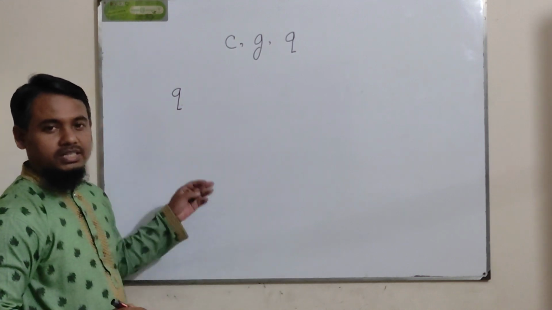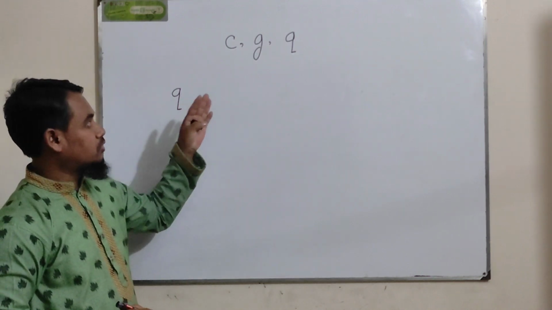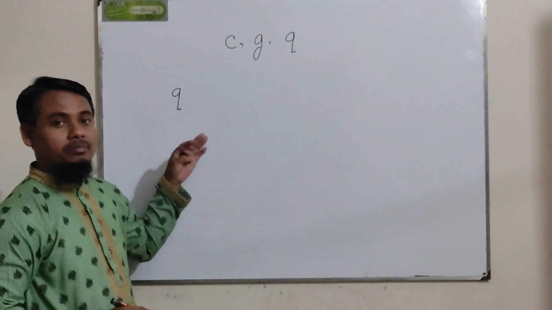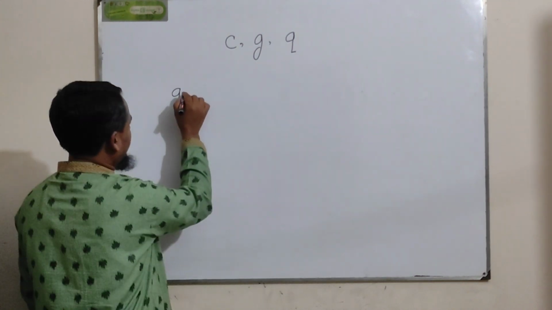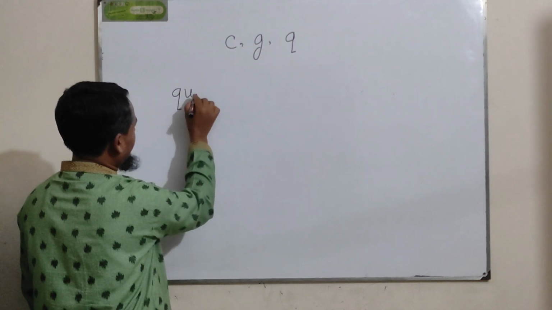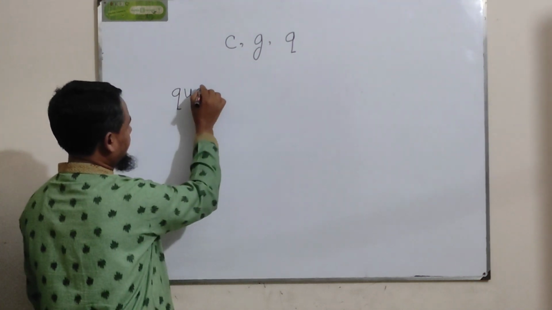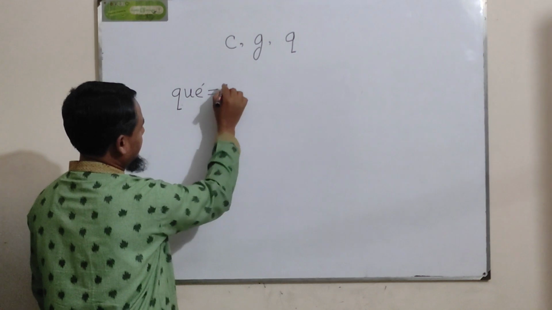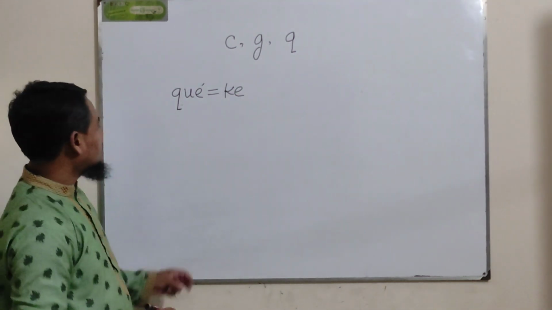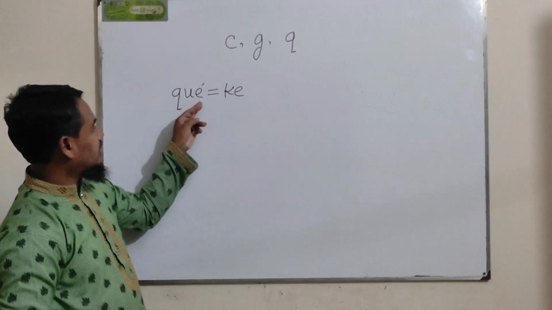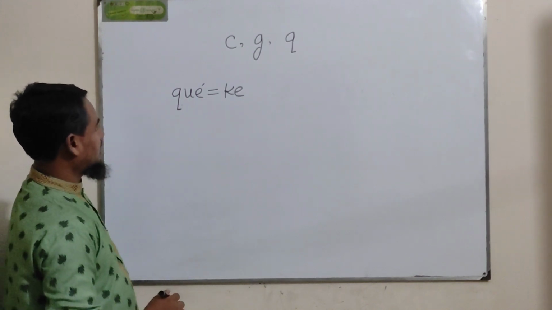Q. This letter name is Q. In English it is Q, but in Spanish it is Q. Q after U, A is K. Q after U after A is K.